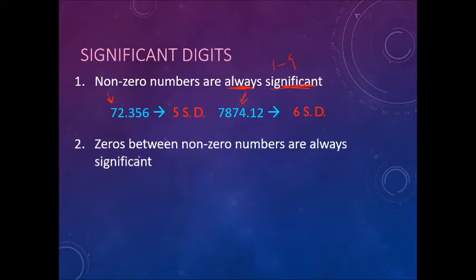Second rule, zeros between non-zero numbers are always significant. So if the zero is between a 1 and a 9 type number, it's going to count as a significant figure. So that's where we say between. These two zeros are between the 8 and the 2 here. All right? That's what we're talking about being between. How many significant figures for this example right here? Good, 5, got that. How about the 60.5? 3. Excellent.